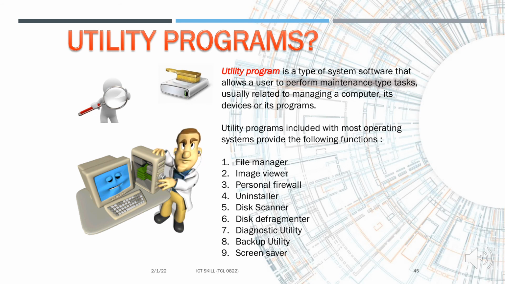So the next type of system software other than operating system is utility program. We have a lot of examples of utility program. So what is actually a utility program? A utility program is a type of system software that allows a user to maintain the performance of the device, computer or your smartphone. Some of the programs make sure that your device is more efficient, faster.